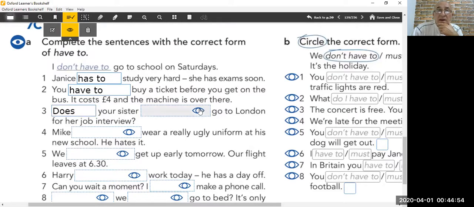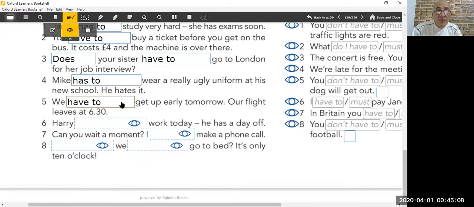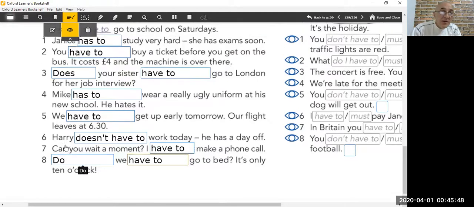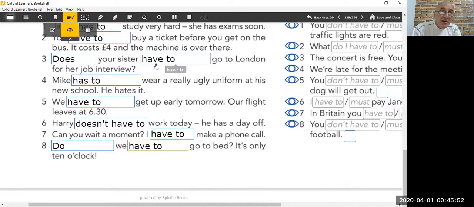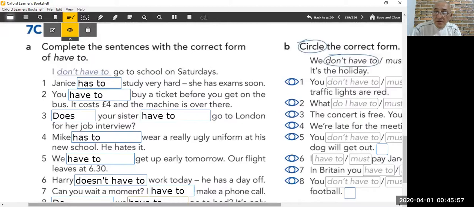Does your sister have to go to London? Mike has to wear. We have to. Harry, he has a day off, so he is not working today. So it must be negative. Harry doesn't have to, I think, right? Can you wait a moment? Make a phone call. I have to. And again here, be careful with the question form. Do we have to go to bed? It's only 10 o'clock. All right, so be careful with the question. Number 8 and number 3. Be careful. The others are not that important. All right.